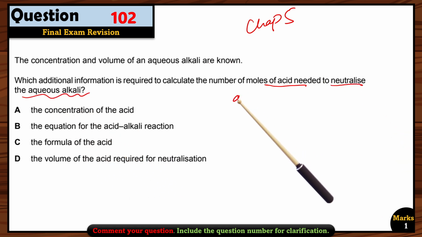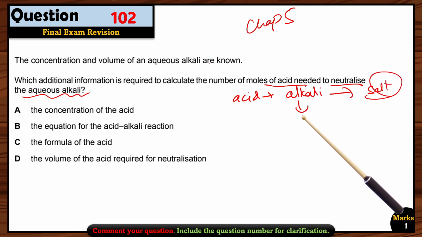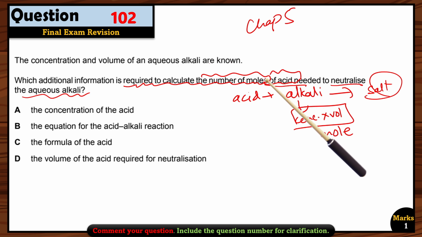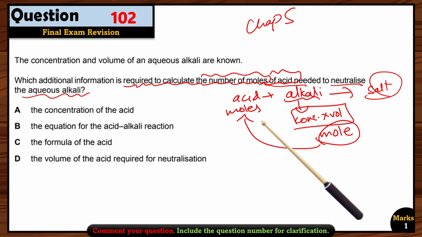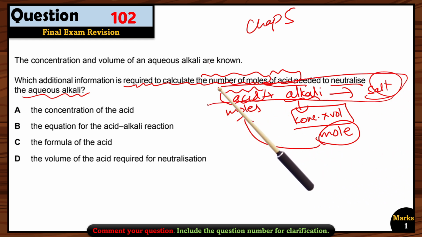Okay, so it means an acid and alkali are reacting and it will give you a salt. Okay, right? So alkali, you already know the concentration and volume, right? So from here you will get the moles, right? You require to calculate the number of moles for acid. Now your target is just to find the number of moles. So once you know the number of moles of alkali, you will also know the number of moles of acid, right? So you don't need any information about acid. You just need to know about this reaction, right?